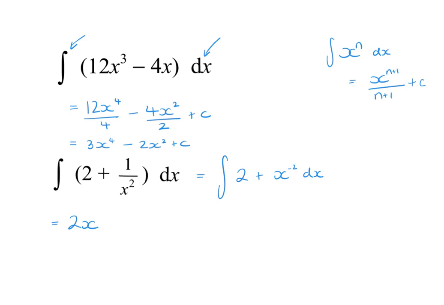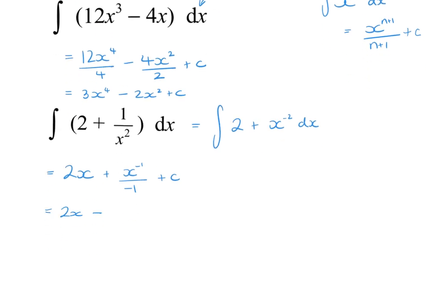And then for my second term, you just want to watch out for these negatives. So I'm going to add 1 to the power. So x to the minus 2 becomes x to the minus 1. And I'm going to divide by negative 1. And then I've got my constant. Now I'm just going to tidy this up. So for my second term, I can bring the minus out to the front. And if I want to, I can write x to the minus 1 as 1 over x.